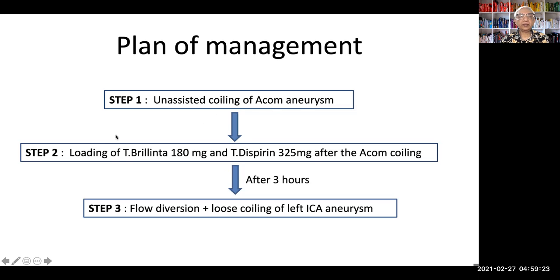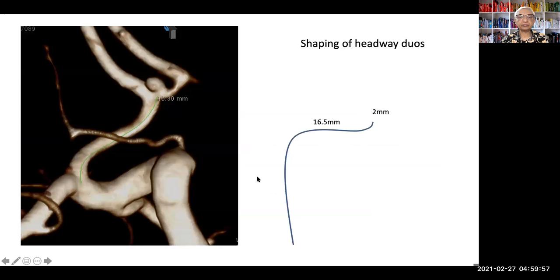Immediately following the coiling, we loaded the patient with 180 milligrams of ticagrelor, that is Brilinta, and 325 milligrams of aspirin. And then after 3 hours, we went ahead and coiled the aneurysm and placed the flow diverter. So we started the procedure approximately 2 hours later so that we had a patient who would be fully primed with the medication by the time the flow diverter was placed. So the plan was to place a flow diverter and also simultaneously coil the aneurysm.